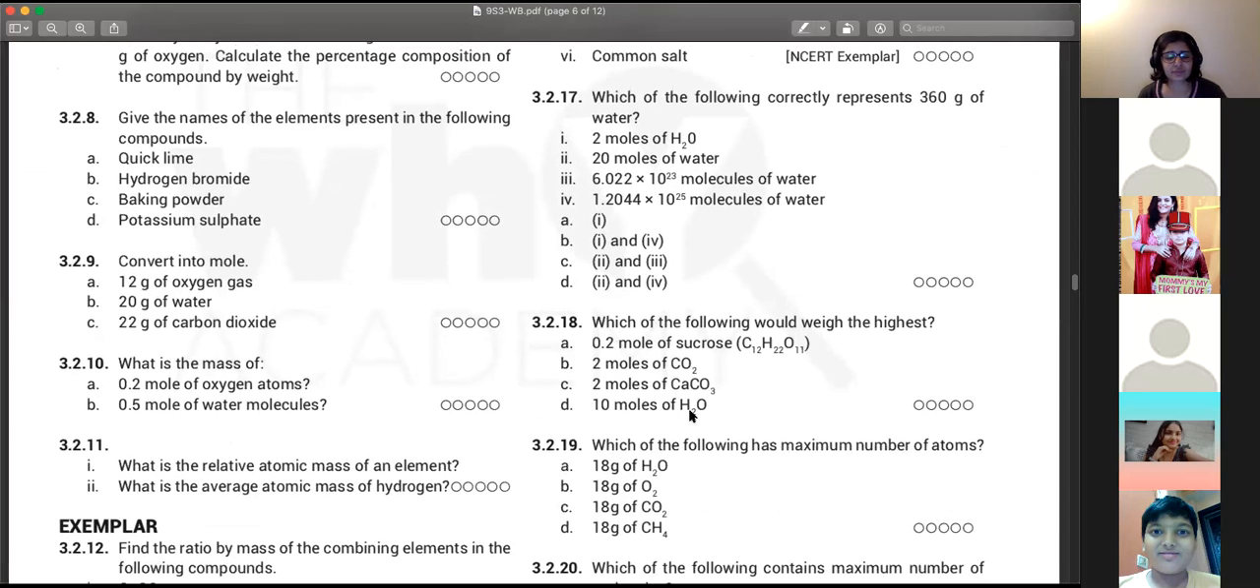All right. So on conversions, you guys are able to do the conversions, right? If you're given the number of moles, how to convert it into mass. If you're given the number of molecules, how to convert it into moles. Those kinds of direct conversions you guys are able to do, right?